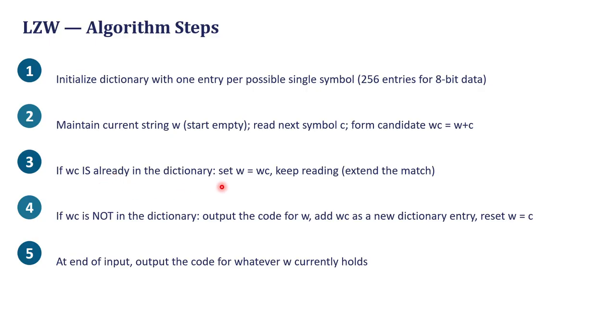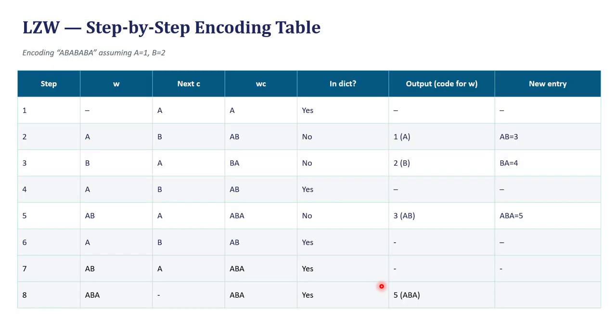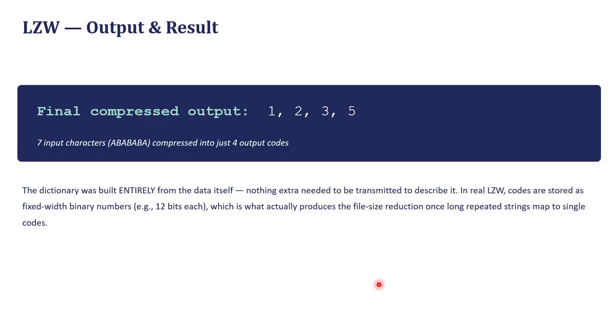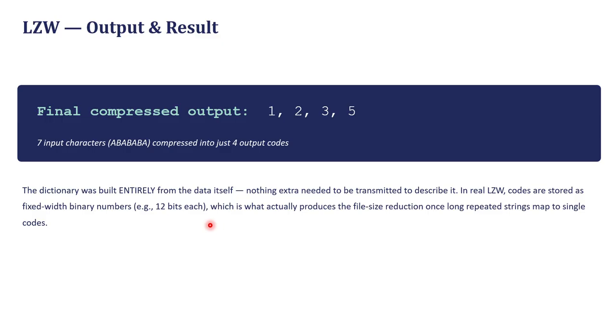So if it is there in the dictionary, what do I do? If it is not there in the dictionary, there are three steps. And at the end of the input, I output the code for whatever W is holding. So these are the steps that get followed for LZW. So finally, I'm getting here 1, 2, 3, and 5. The dictionary was completely built from the data itself.